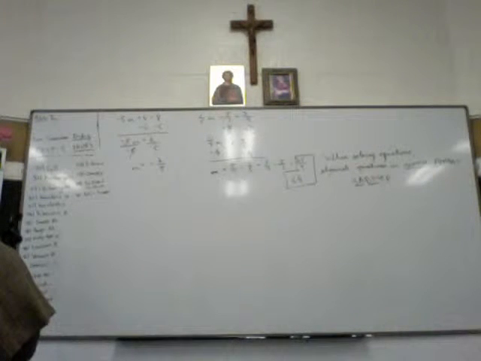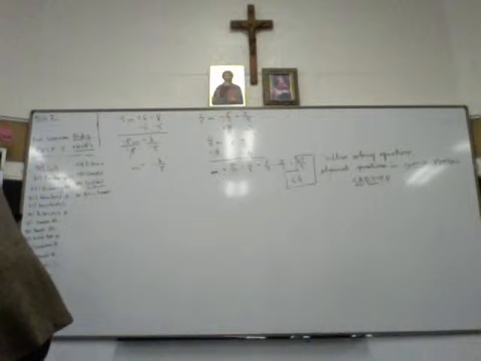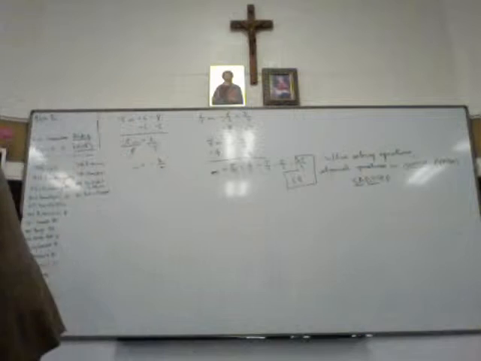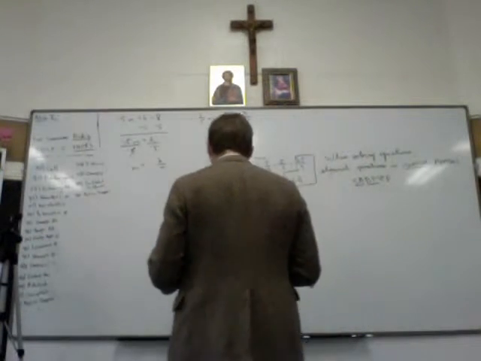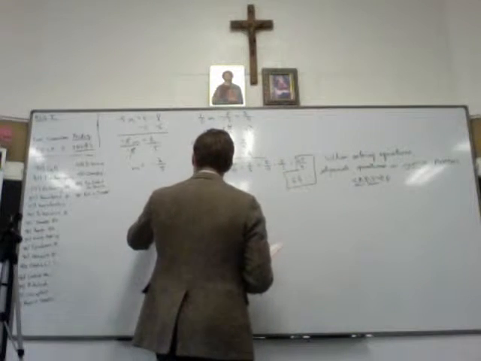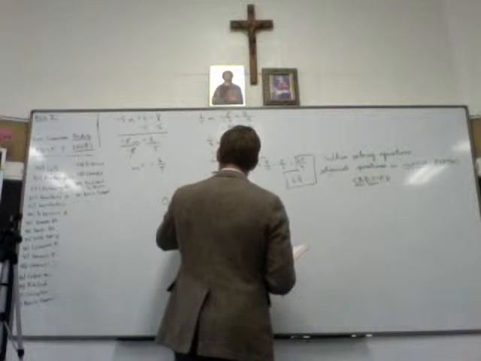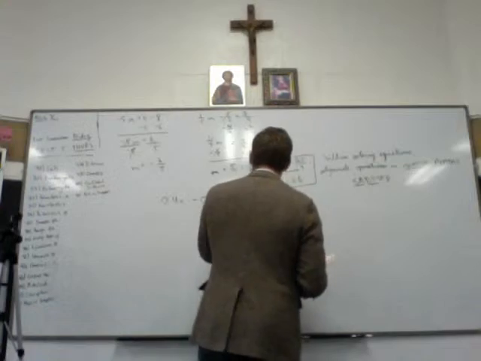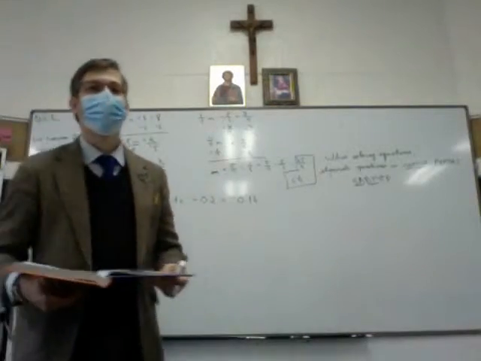Let's do an annoying one. On page 108, let's do example 6: 0.4x minus 0.2 equals negative 0.16. Now, we're not going to do this the way they showed in the book.